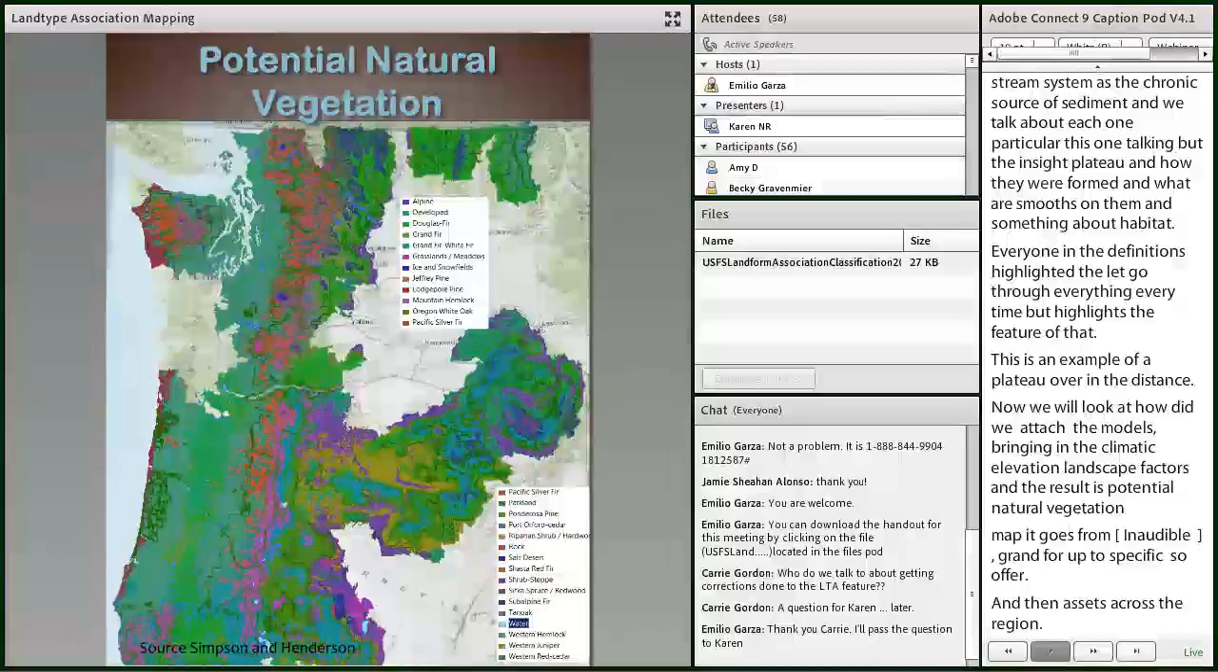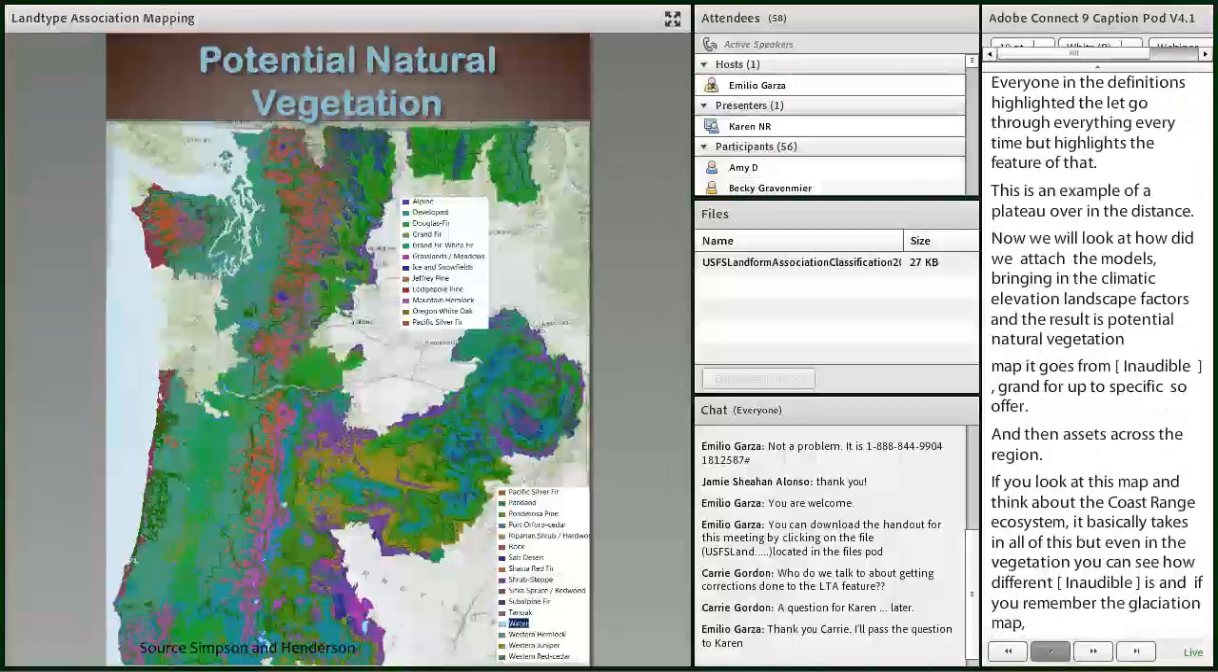And if you remember that glaciation map, this was entirely glacial, either glacial scour or glacial outwash, or even some of the Puget lobe came down and left glacial moraines on the sides of the mountains there. And the Coast Range has totally different processes that operated on it. So I really question whether they should be in the same ecoregion at all.